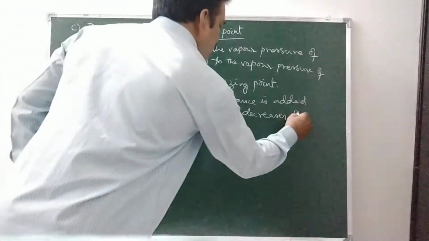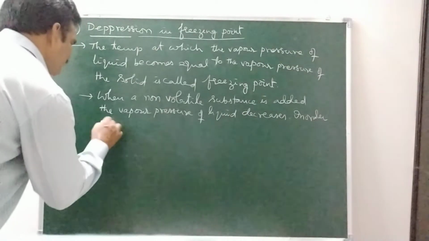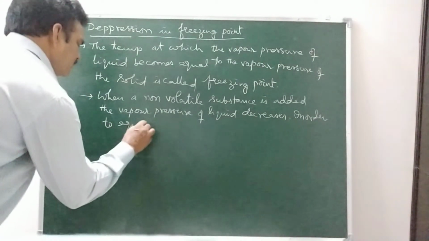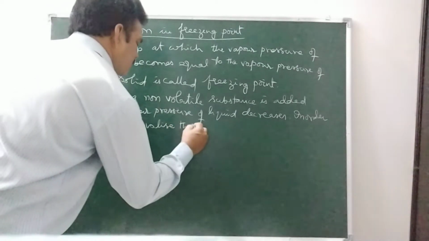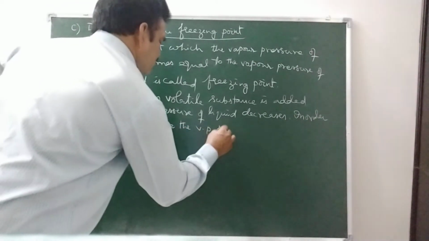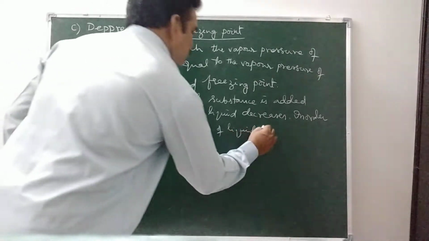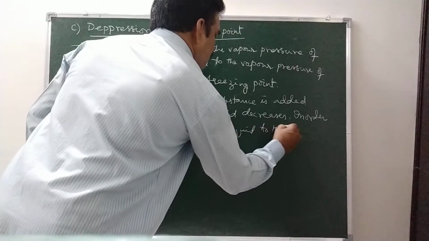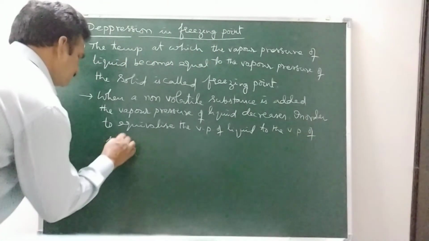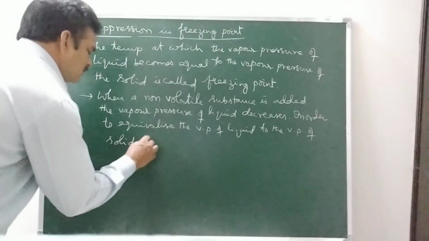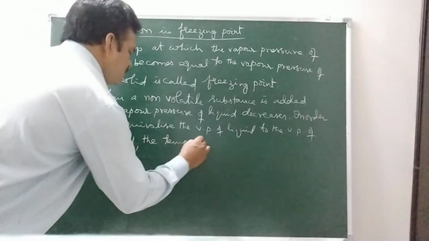In order to equalize the vapor pressure of the liquid to the vapor pressure of the solid, the temperature must be decreased.